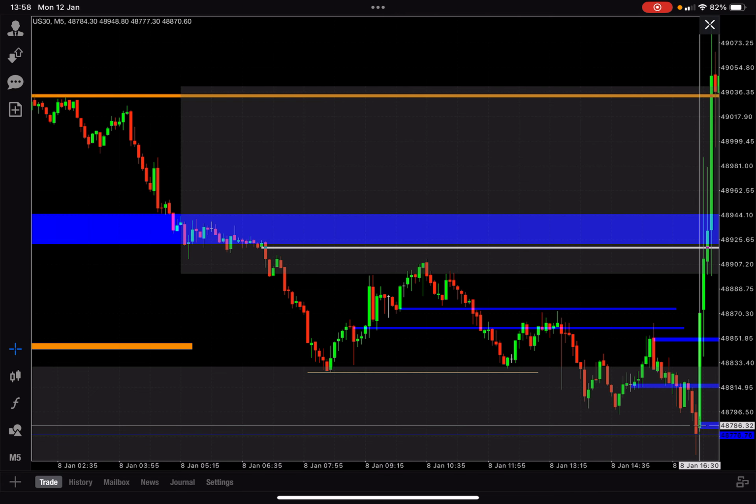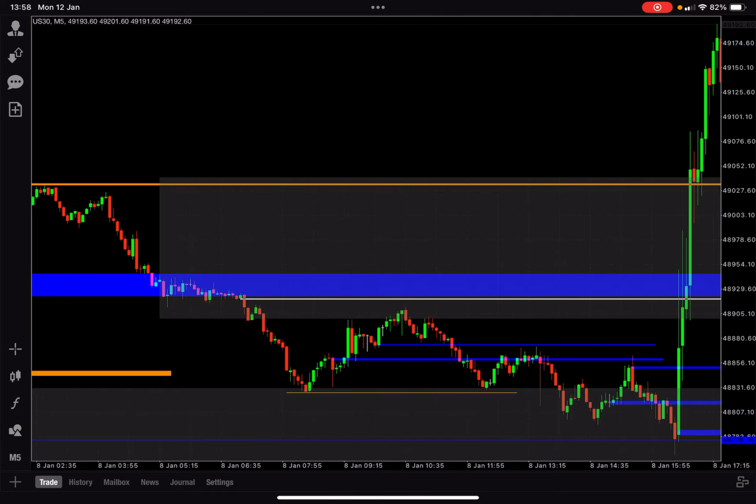Then as price comes down to a key area, you have the New York Open here, which is 1630 hours, which is at 2:30 UK time. Feel free to message me on Telegram if you want all of these times and I'll explain it as easy as possible.